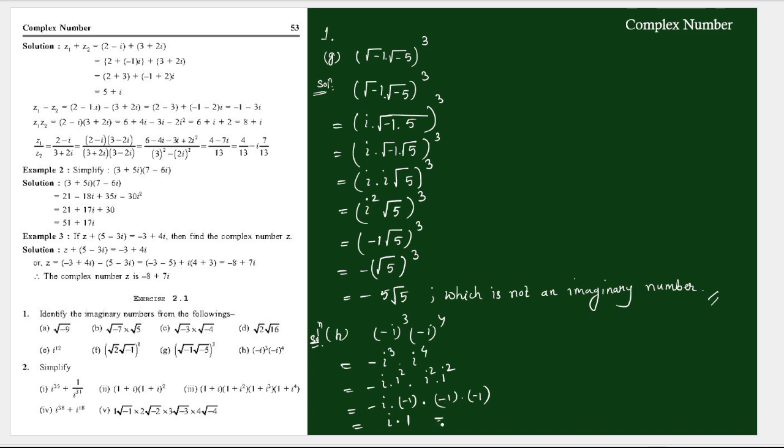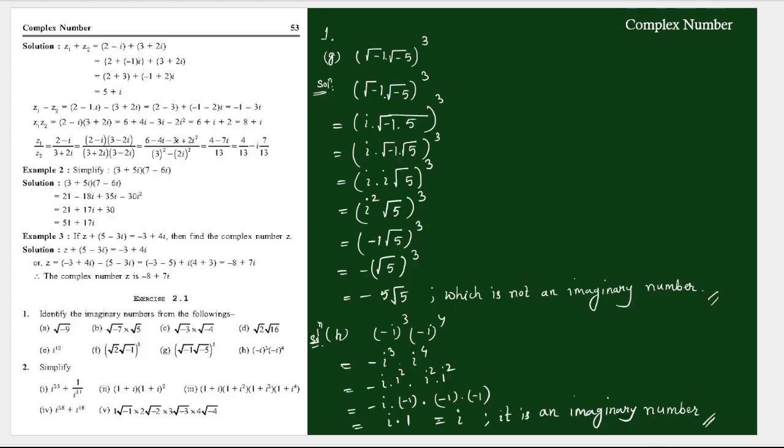So i into 1 is nothing but i, and if there is an i, then it is an imaginary number. So we can write down it is an imaginary number. So this is how we identify whether it is an imaginary number or not.